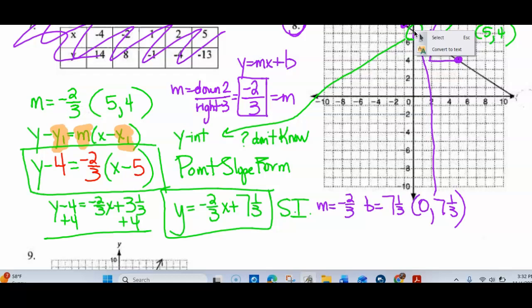Yes. So I'm going to have to stop this video and make one more because I'm running out of time. But that is point slope and slope intercept form. So hopefully that sheds some light on this one.